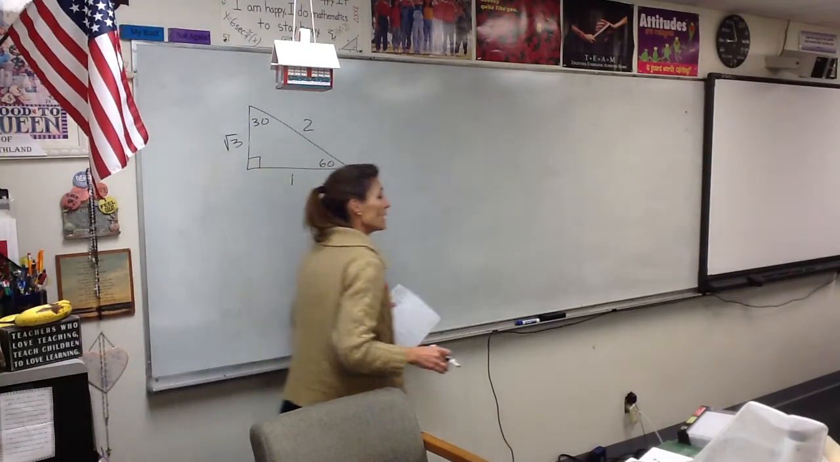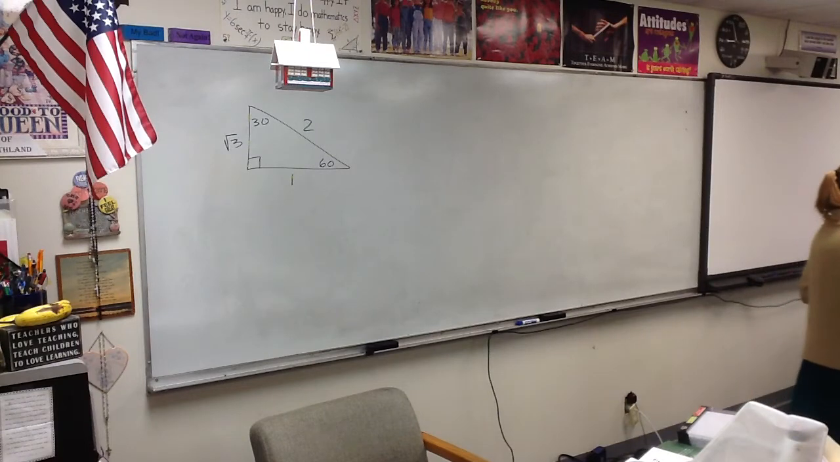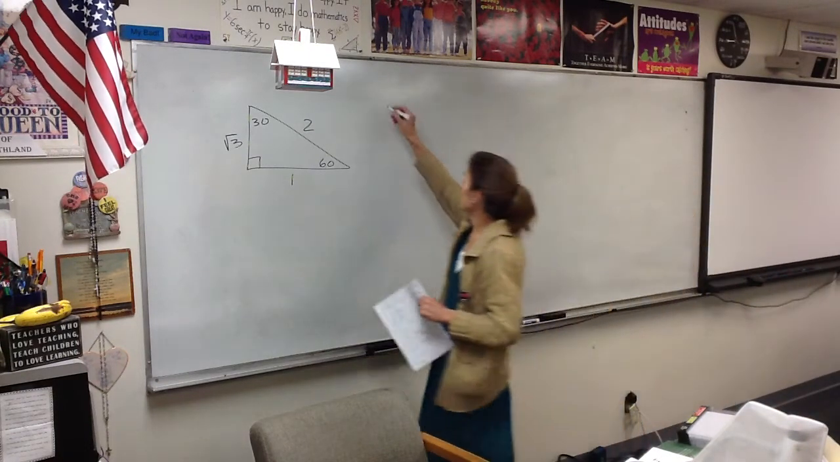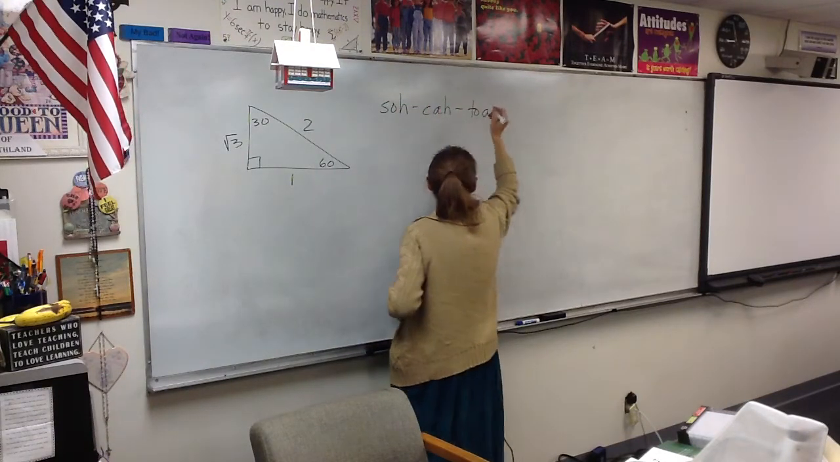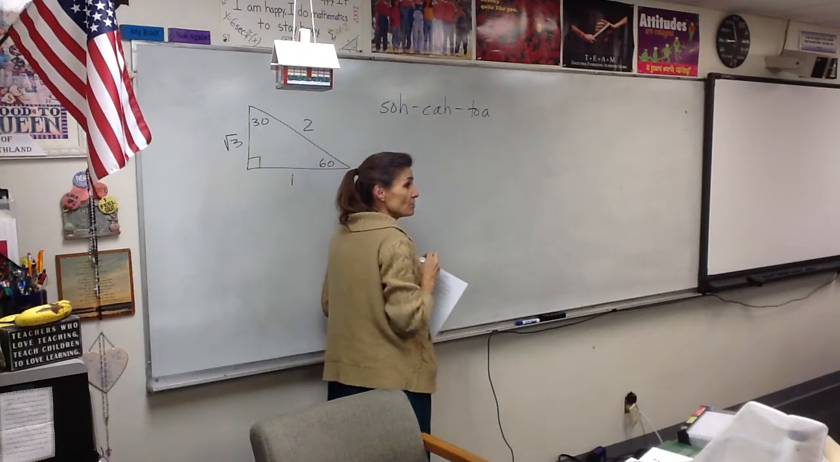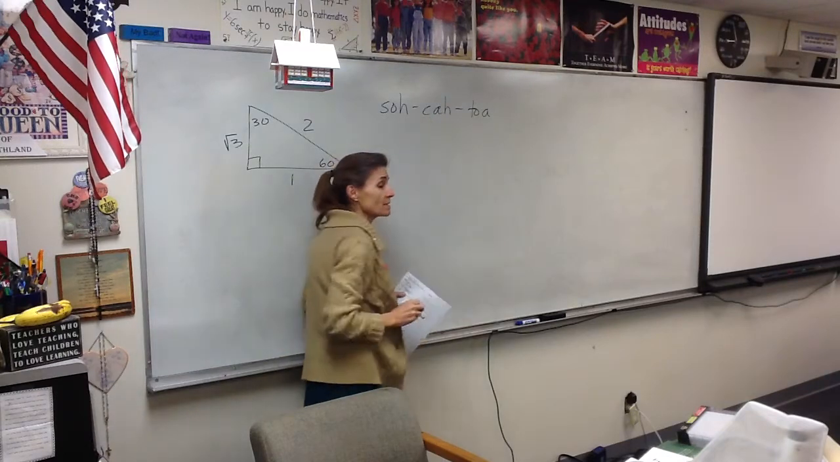Number 2, adjacent over hypotenuse. Which function is that? That is cosine. Remember our good friend, chief of the trigonometry tribe, Chief Sokotoa, adjacent over hypotenuse. Adjacent over hypotenuse is cosine.